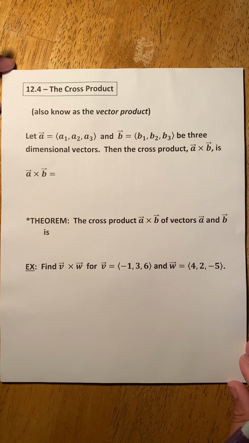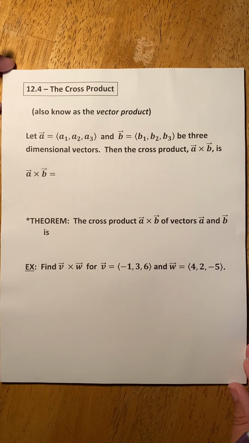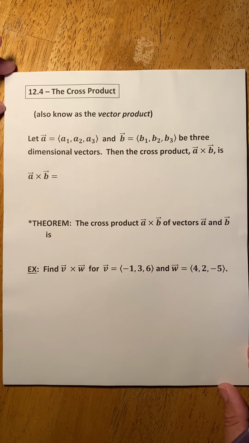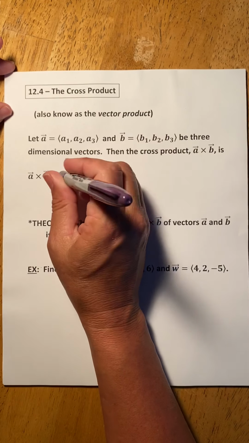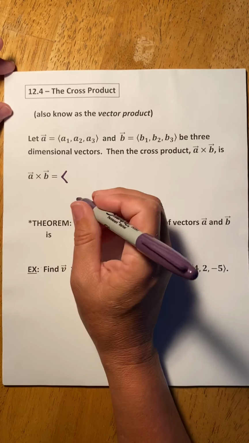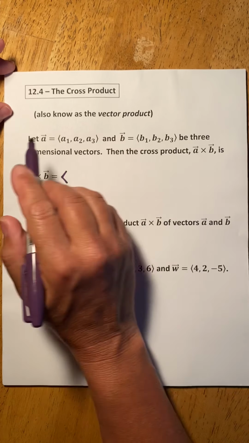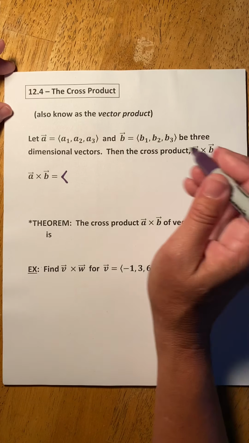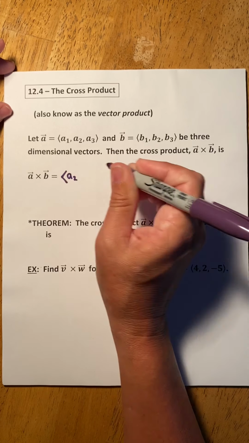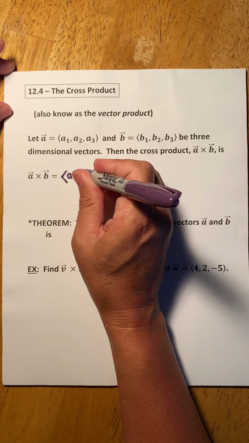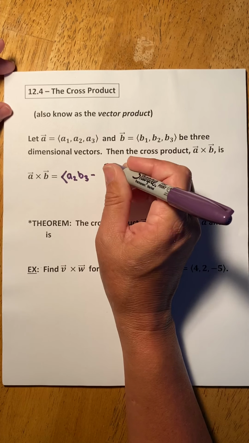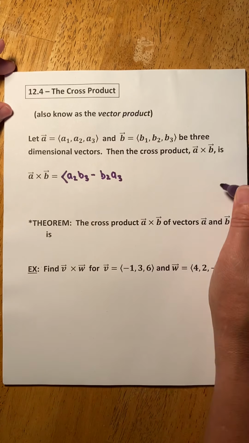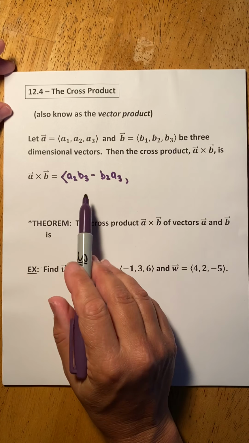If we're given vector A with components A1, A2, and A3, and vector B with components B1, B2, and B3, then the cross product is another vector. Since it's a vector, I'm going to use this pointy bracket notation. It's all computed using components. The first component of the cross product is the second component A2 times the third component B3, minus B2 times A3. That's going to be the first component of the new vector.